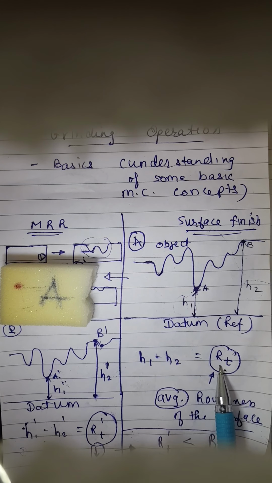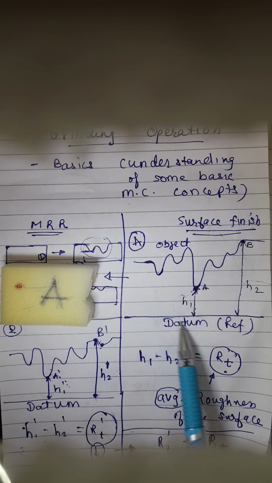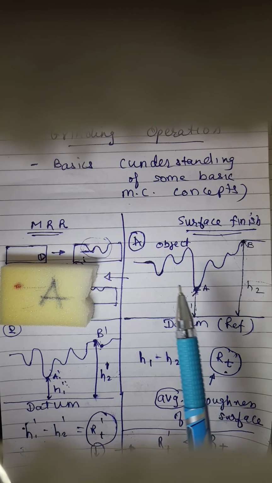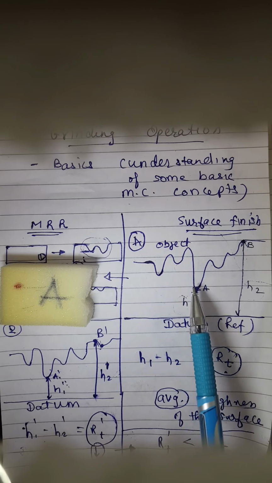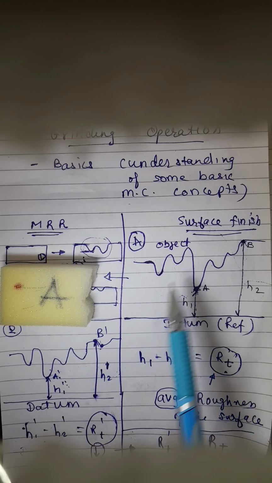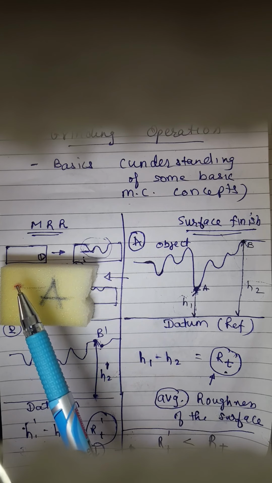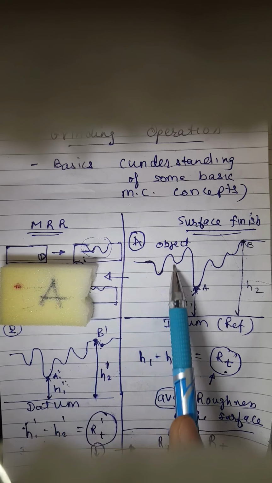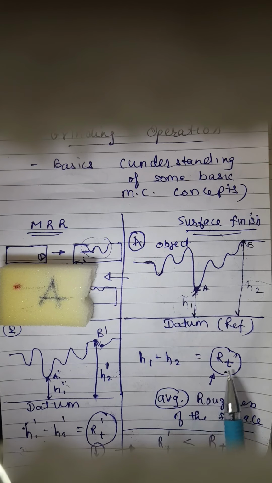So this is nothing but the difference between the closest point with respect to the datum and the farthest point with respect to the datum. If you observe what I've measured here, I have not considered the intermediate peaks and valleys, but the extremities, that is the closest and the farthest. I have not measured it everywhere, only with respect to the point that I have observed under magnification, and the profile has been plotted here. So h1 minus h2 would give me RT.